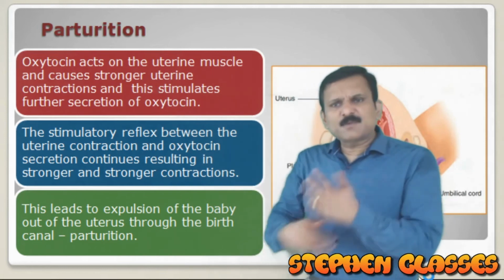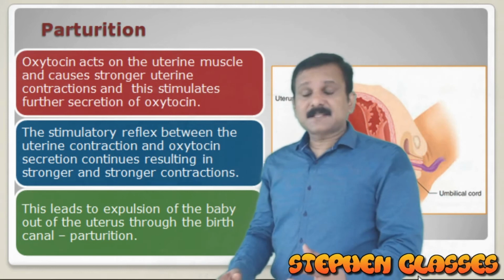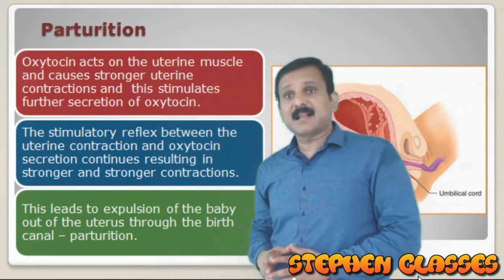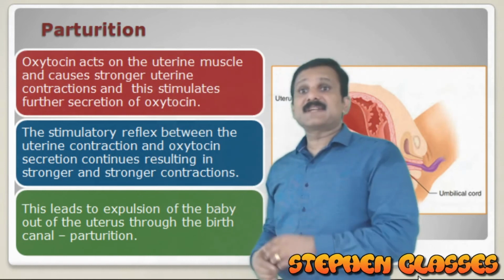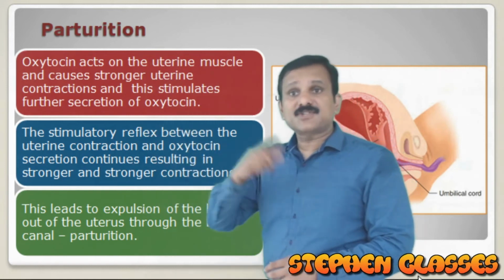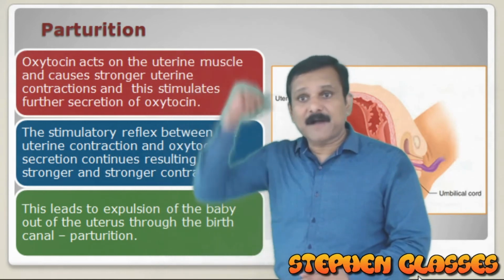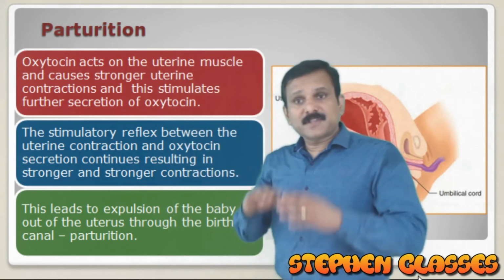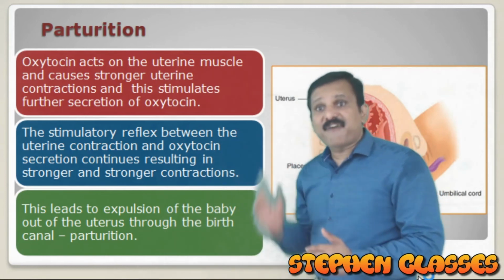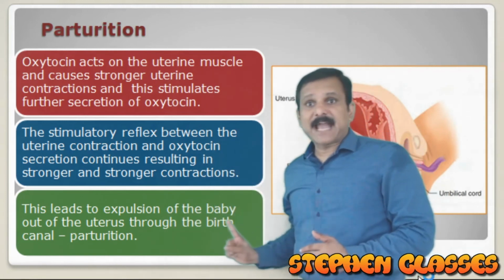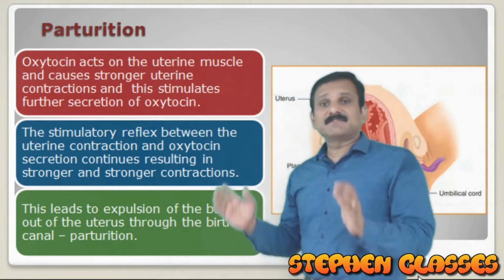So this will continue. These contractions will release more oxytocin from the maternal pituitary. And when more oxytocin is coming, more contractions will occur. So stronger and stronger contractions will happen when more and more oxytocin is coming from the maternal pituitary. These contractions will go stronger and stronger, and finally it will result in expulsion of the baby out of the uterus or out of the birth canal.